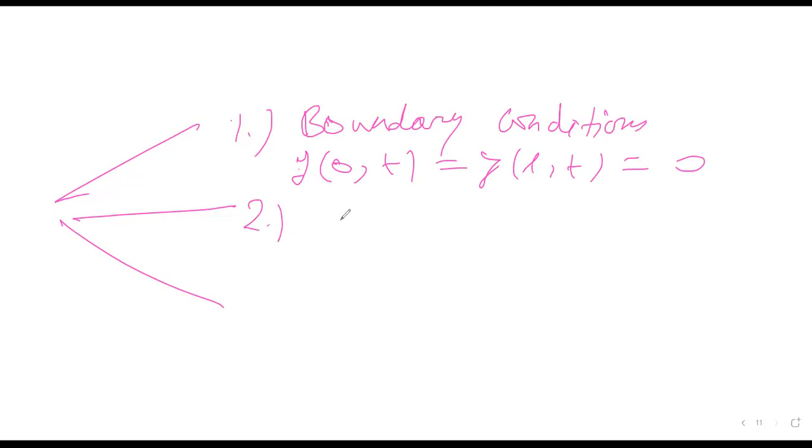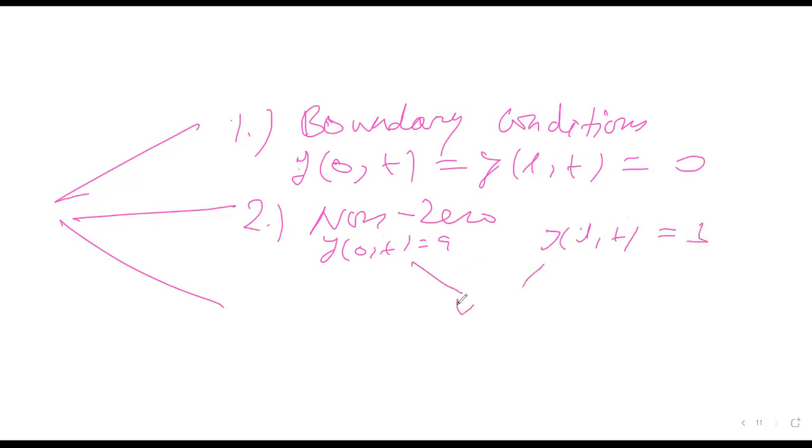The second type of boundary conditions can be non-zero boundary conditions. In that you will get y of 0t some a and y of lt some b, and we know how to solve it. How to solve it? Then you take u of x plus u of xt. That is u steady state and u transient.